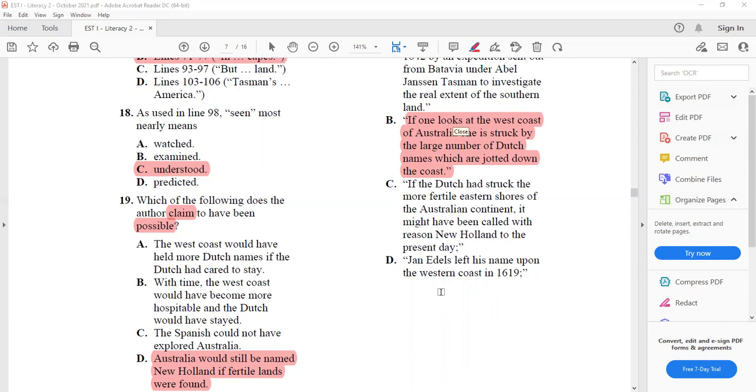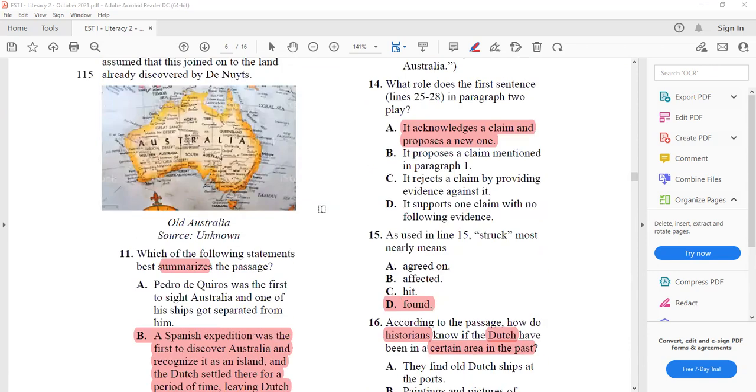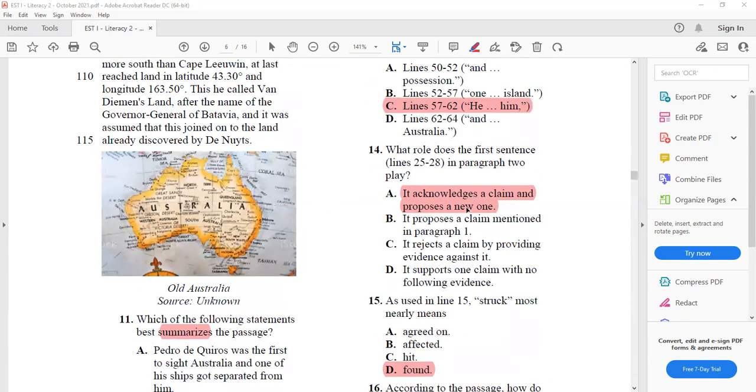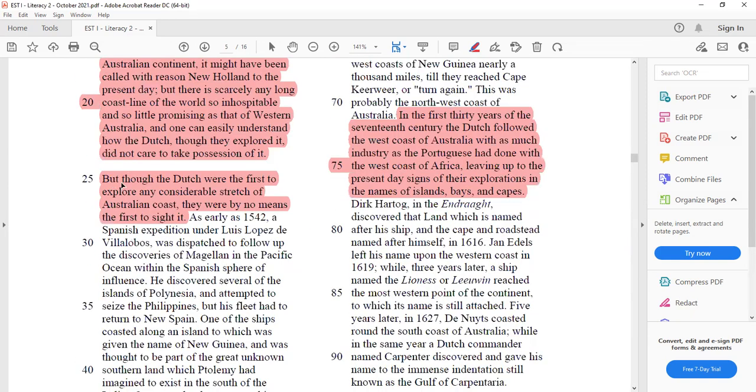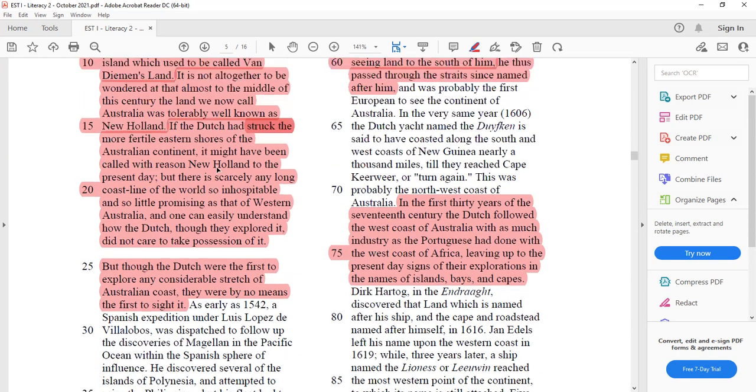Okay, Abdullah is asking, may you re-explain number 14. Number 14 asks what role the first sentence, lines 25 to 28, plays. Let's go to 25 to 28. He said, but there is a rule. This is my rule, not another rule. I said that there is a trick. If you find but, however, or a vague pronoun, move a sentence before, Abdullah. So now from where are we going to read? From if. We are going to read from if till here.